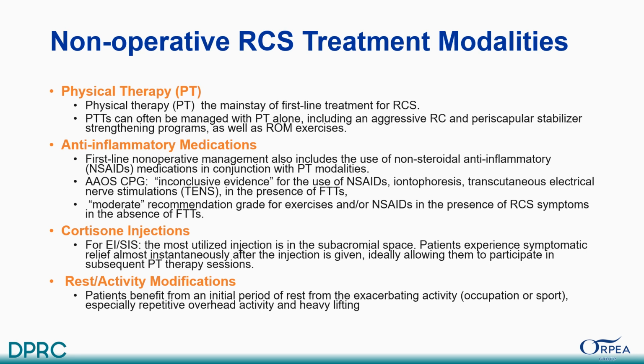So, what are the non-operative rotator cuff syndrome treatment modalities? Physical therapy, obviously, we know is the mainstay of first-line treatment. Partial thickness tears can be managed with physical therapy alone, with an aggressive rotator cuff and periscapular stabilizing strengthening program, as well as pain relieving modalities and range of movement exercises. Anti-inflammatory medication has a role in the initial phases. First line of non-operative management includes use of NSAIDs along with the PT modalities.